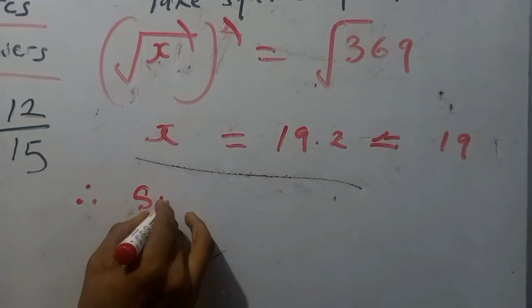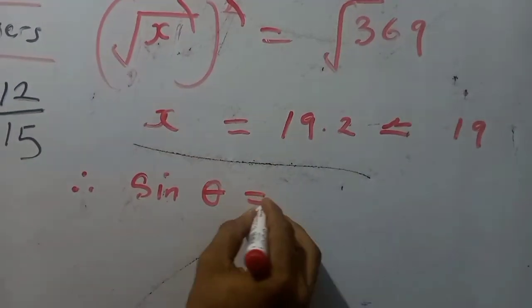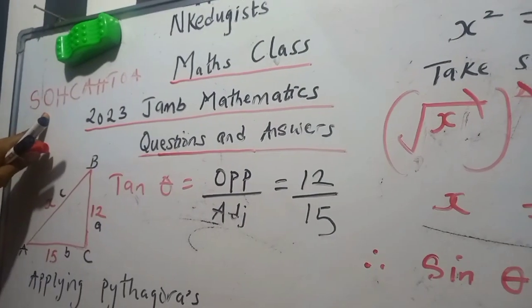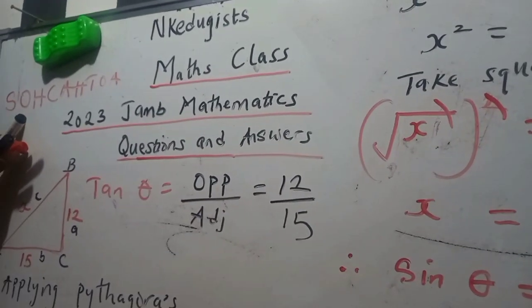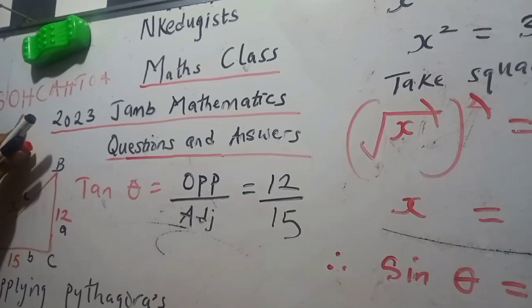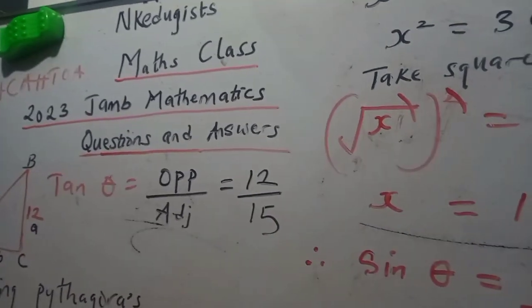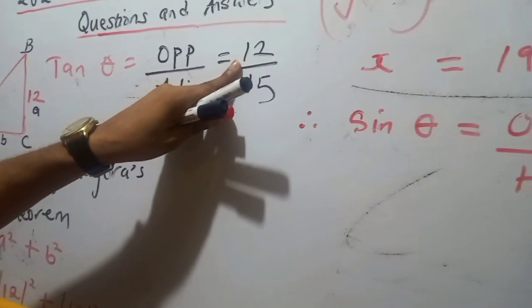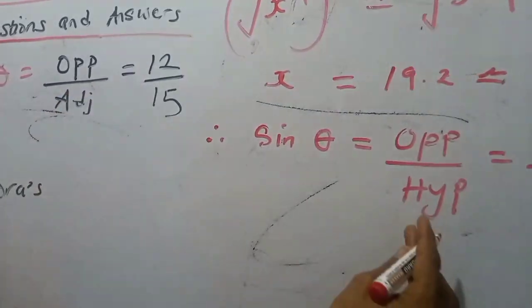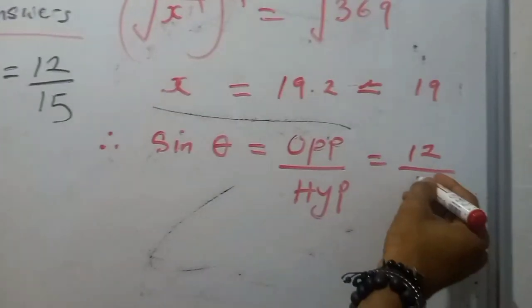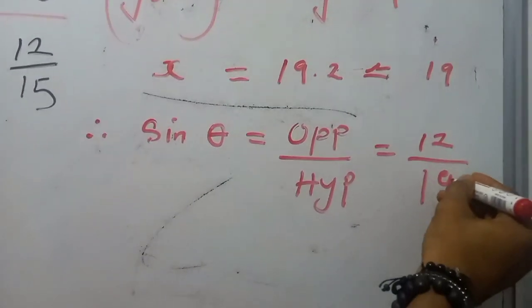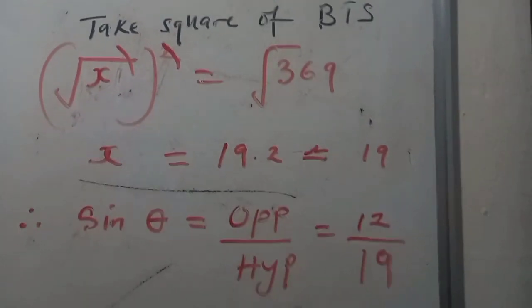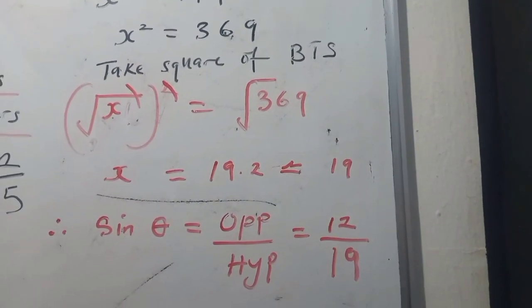So we have gotten what they asked us, sine theta. Sine theta, we come to sukatua again: opposite over hypotenuse. Okay, so we say our opposite is 12 over our hypotenuse, which is now 19. So this is our final answer. As you can see, this is our final answer for number 4. We have given you 1 to 4 questions.